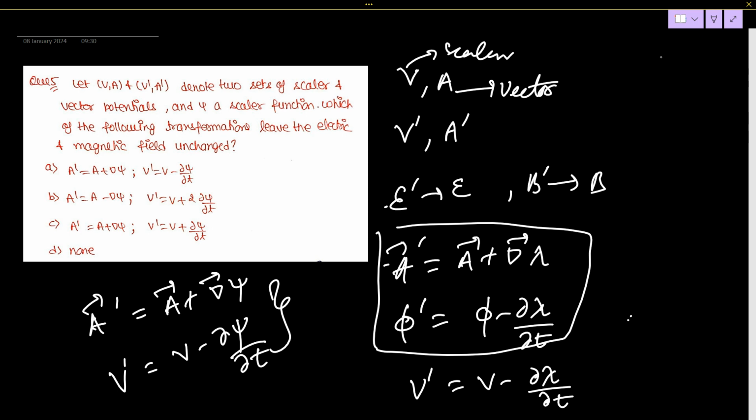In vector potential it will be added. In scalar potential it will be subtracted. Remember it this way: A plus del psi, and this one is V minus del psi by del t. Alright, so which option? Option A only. Option A is the answer. This is a direct question.